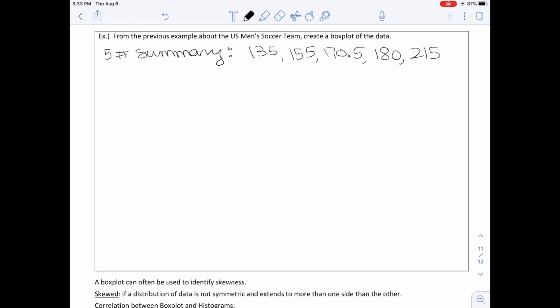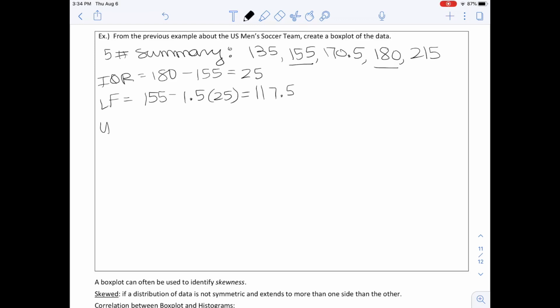So in order to make our box plot, we need to also come up with our fences. And so to do that, we need to calculate our IQR. And IQR is going to be Q3 minus Q1. So we have 180 minus 155, which works out to being 25. Then to calculate your lower fence, we are going to have Q1, which is 155, minus 1.5 times your interquartile range. Working this out on your calculator, we get 117.5.